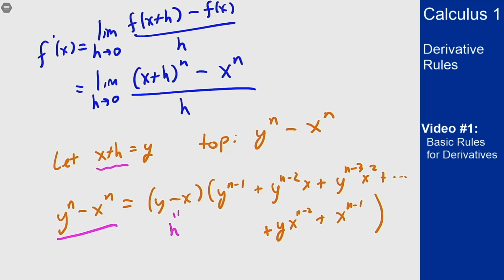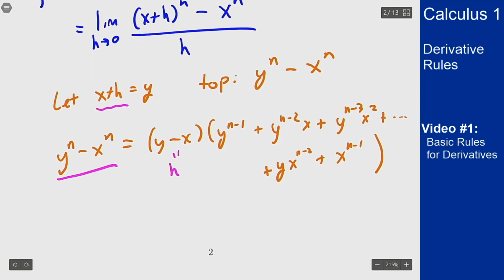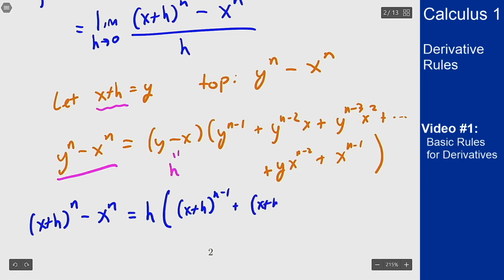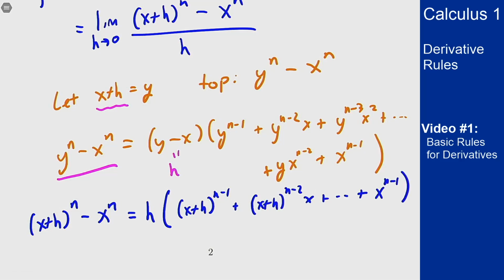Now, since we've defined x plus h as y, that means y minus x is just h. So, plugging back in the fact that y is x plus h, we get that x plus h to the n minus x to the n equals h times x plus h to the n minus 1, plus x plus h to the n minus 2 times x, all the way down to this last term, which is x to the n minus 1. What does that give us?